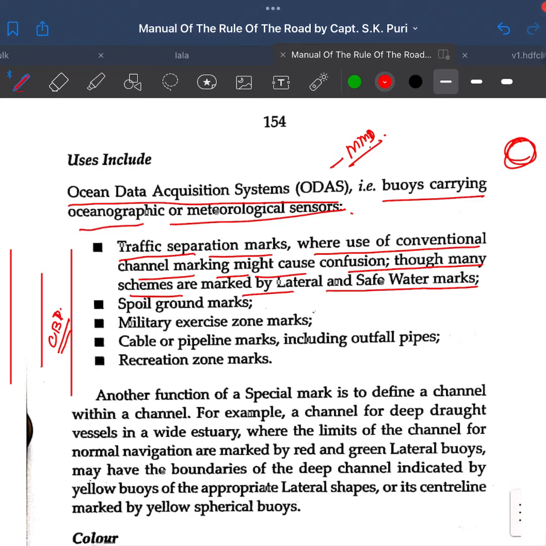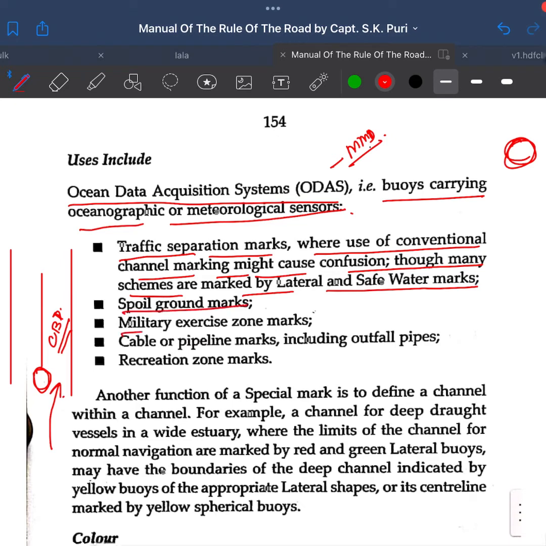We'll discuss it in brief only. Constrained by draft means that, due to the draft in relation to the depth and width of the water, a vessel is severely restricted in deviating from the course she is following. The draft is so much, because of the width and depth of the water, that the vessel cannot deviate from her course. If she deviates, there might be a chance of grounding. So that is known as CBD. Suppose this is a special channel for CBD. A buoy can be placed indicating that this is the CBD channel.